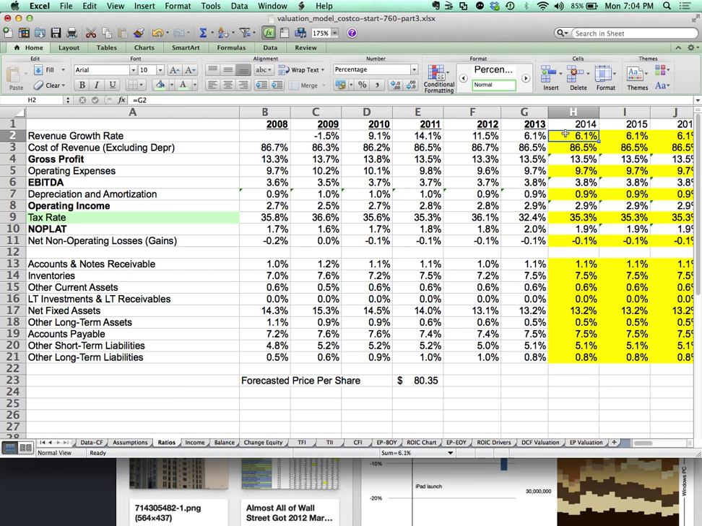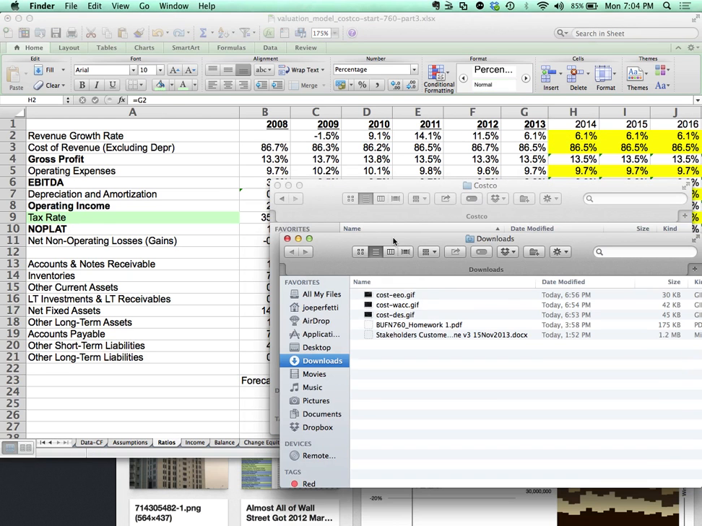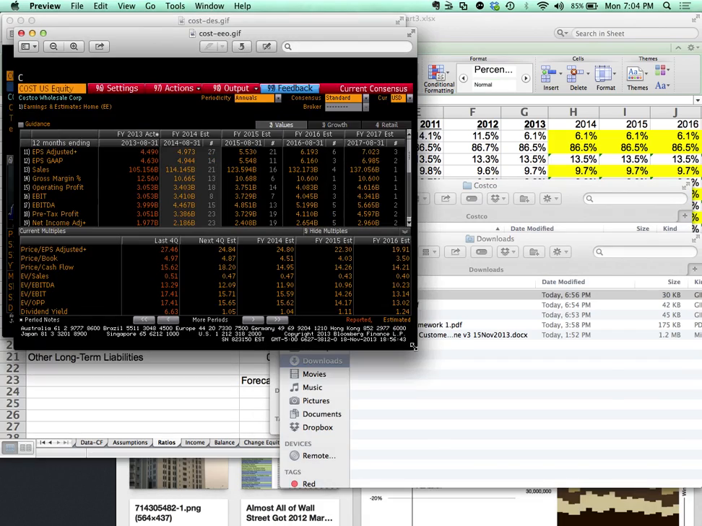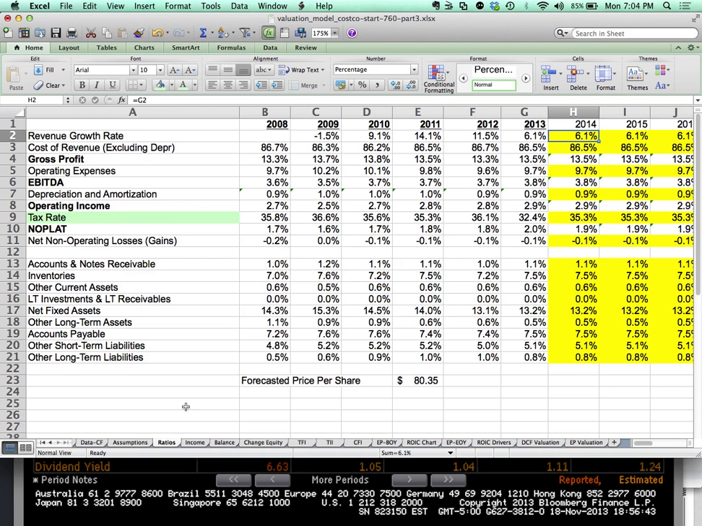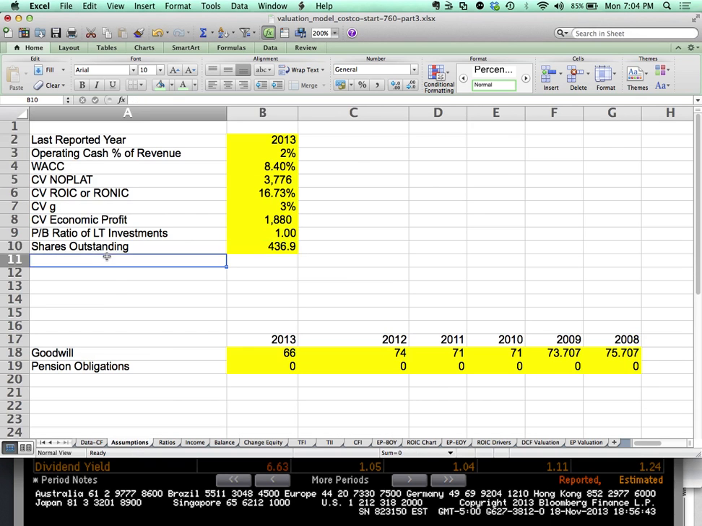How do I know what Costco's revenues are going to be in the next 2 years? Well, that's where I can get some insight into the earnings estimates. So on the EEO screenshot we took, there's the estimate for 2014 expected revenue and 2015 expected revenue. So what I'm going to do is I want to put those two estimates in my model. So here's where I'm going to put them, on my assumption screen.